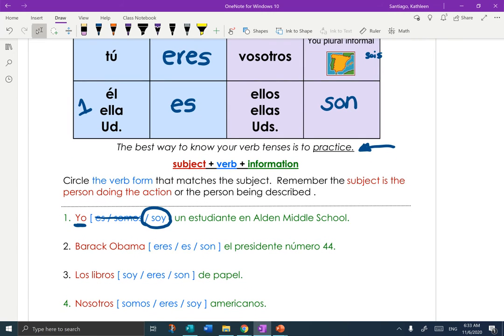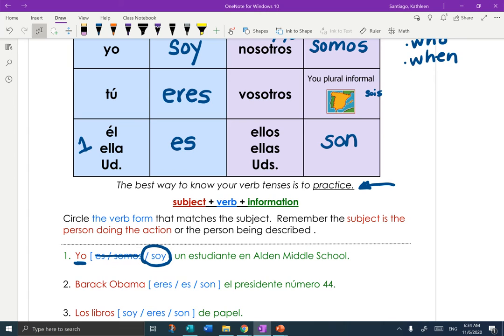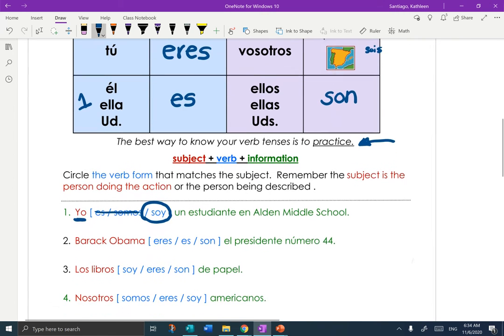Okay, the next one, I'm just going to give you the thinking on it, but then you're going to have to complete it. So, Barack Obama, blank, el presidente número 44. How many people is Barack Obama? One or more than one? He's one person. So I have to look to the one person side. Your options are Barack Obama eres, Barack Obama es, or Barack Obama son. Choose the right one and circle it, and then continue on.